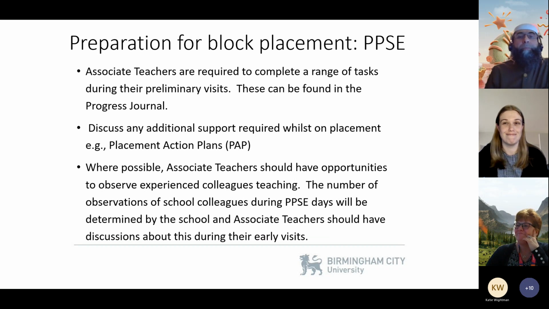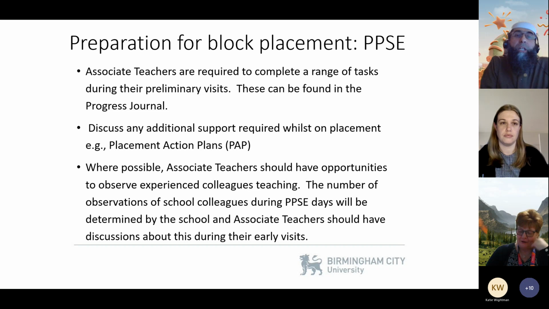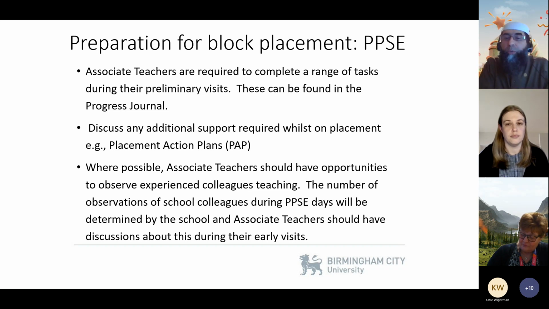Yeah, that's fine. And so as part of the visits from Monday onwards, they will have a range of tasks to complete. So in addition to the safeguarding tasks, we also ask them to engage with the behavior policy, the assessment policy, and various other things. And then they have a whole list of things which is found in the progress journal so that they can monitor their own progress and ensure that they are prepared both in terms of the policies, but also in terms of the practice, that they have looked at the planning and other things, which we will mention in a second.